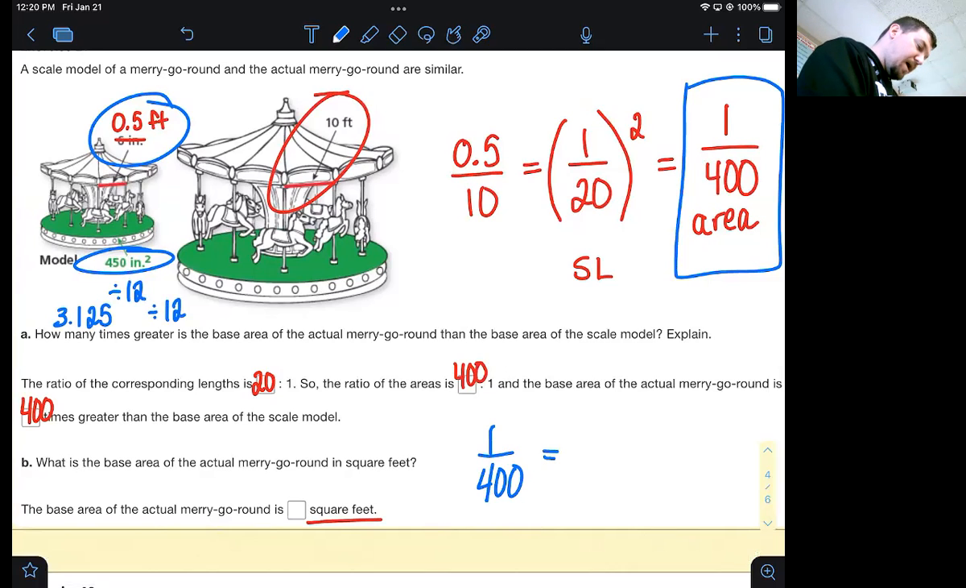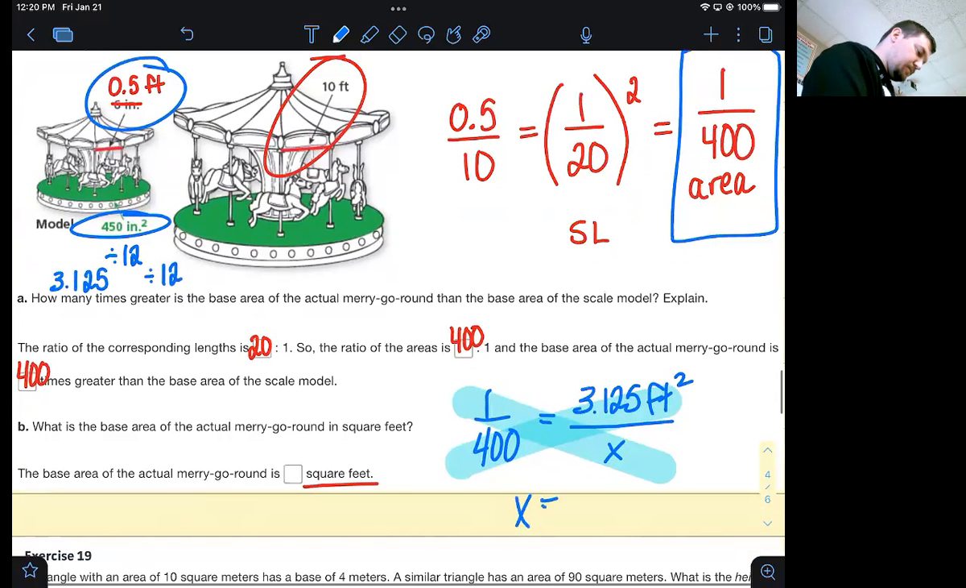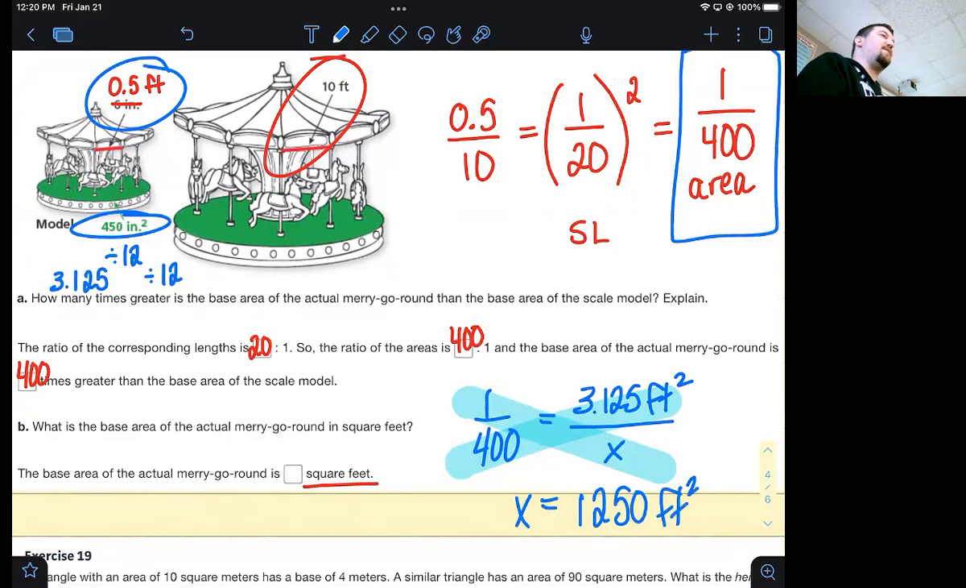So if the area of the model is 3.125 square feet, then the area of the actual merry-go-round will be what? Lizzie, I'm going to have you do this calculation. You've been so helpful so far. What's 400 times 3.125? 1,250. And then we're going to put square feet because the actual merry-go-round is measured in feet. That's correct.